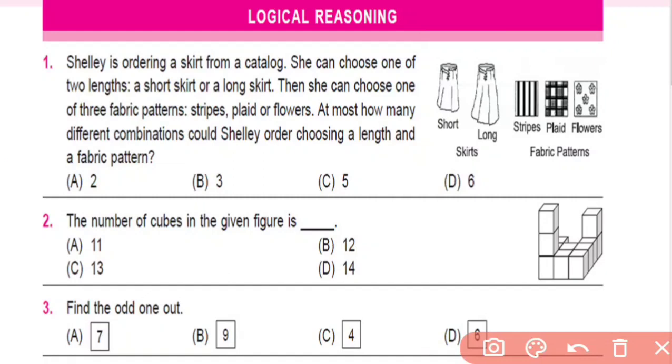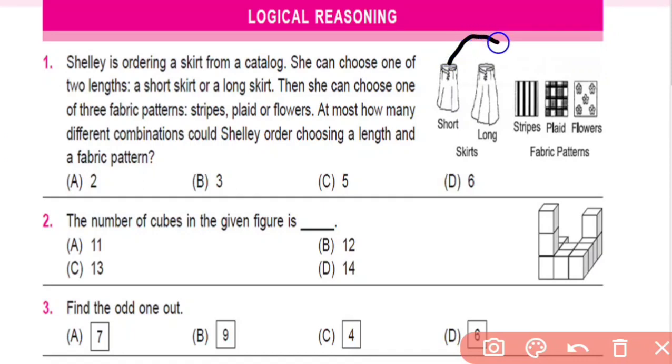Question number 1. Shelly is ordering a skirt from a catalog. She can choose one of two lengths, a short skirt and a long skirt. Then she can choose one of 3 fabric patterns: stripe, plaid or flower. At most, how many different combinations could Shelly order choosing a length and a fabric pattern?